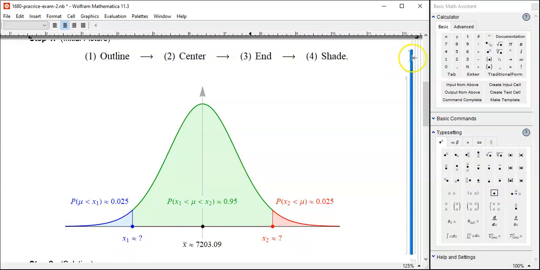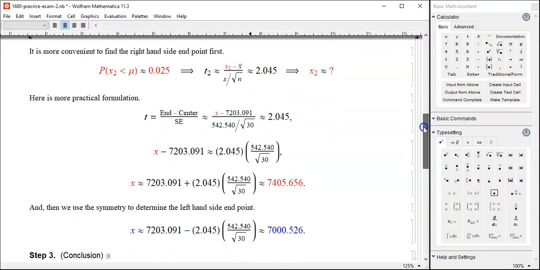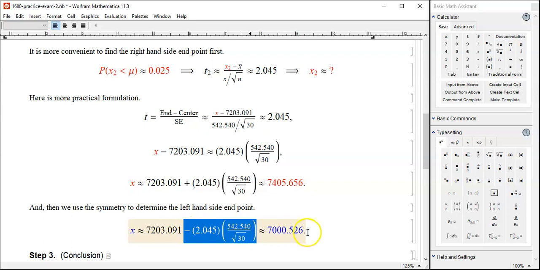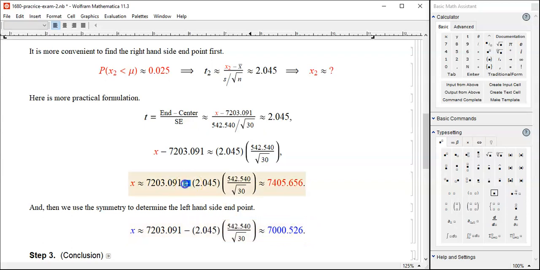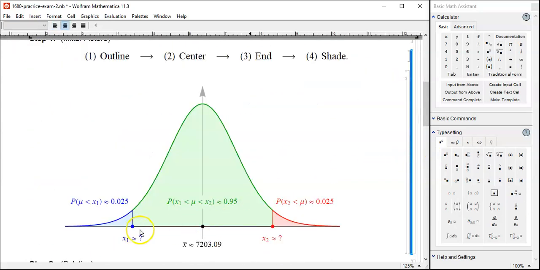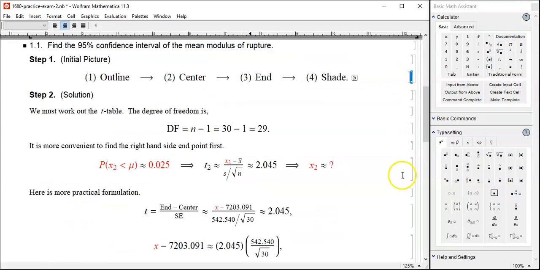How about the left-hand side over here? You can use the symmetry. Look at this picture, it's symmetric. From the center, we added this much, so if we subtract that much, you're going to get the left-hand side. See the difference? Plus becomes minus, because of the symmetry. You don't have to go through all this again. Punch your calculator and you get 7,502.56, and that's this blue point here. So we got this blue and red. So much for the confidence interval.